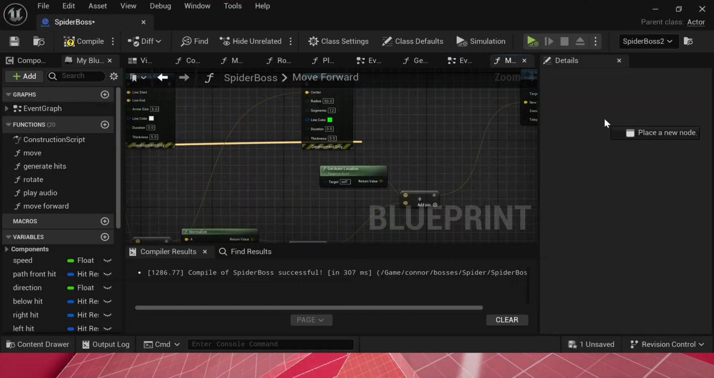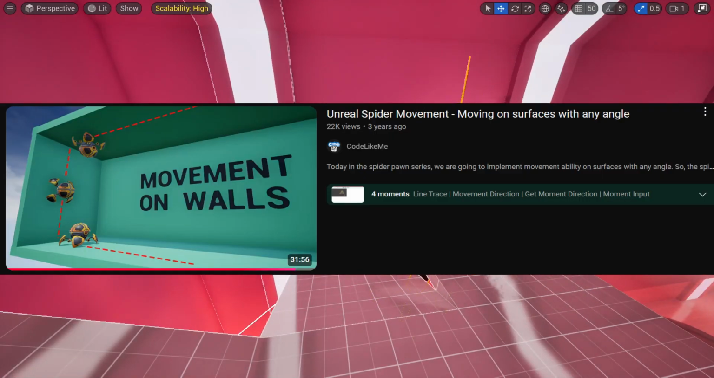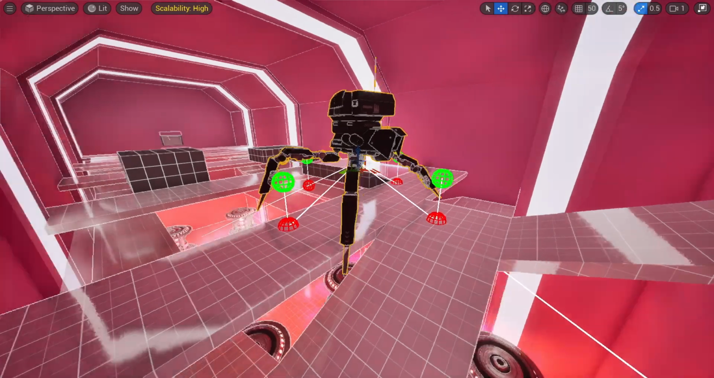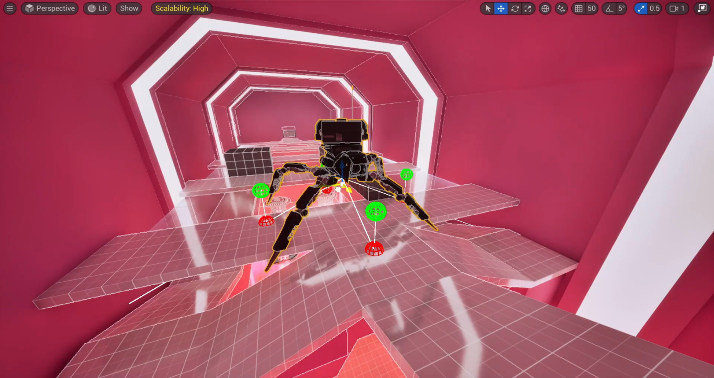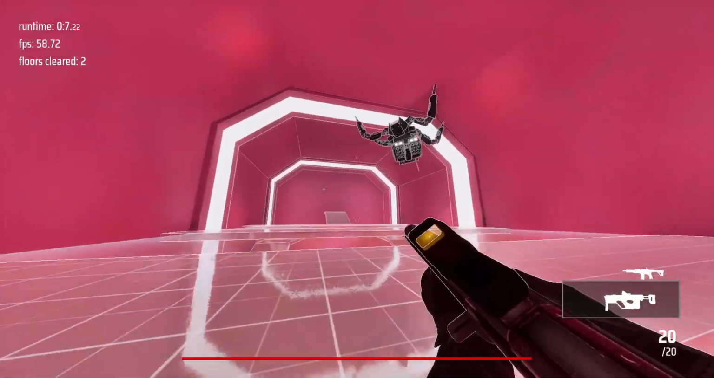I actually spent another couple of hours trying to figure this out, but I ended up stumbling upon this video which gave me this solution. Draw 4 more lines going backwards and to the right and left, and then use the angles between all of the hit locations as well as the normal of the floor to calculate the final rotation. Now with that, we've pretty much finished the spider.